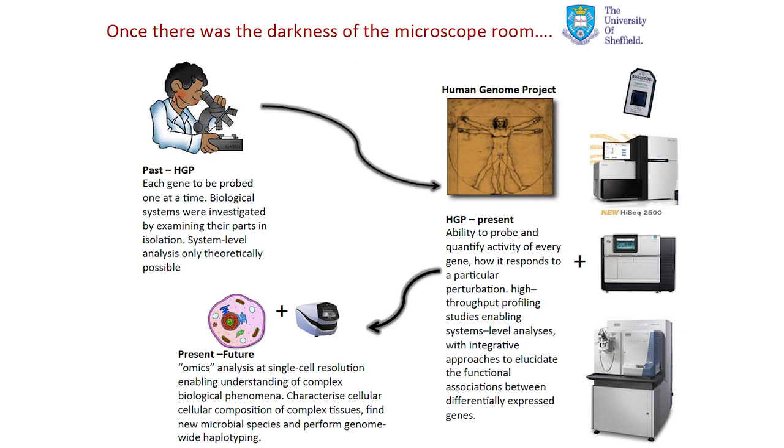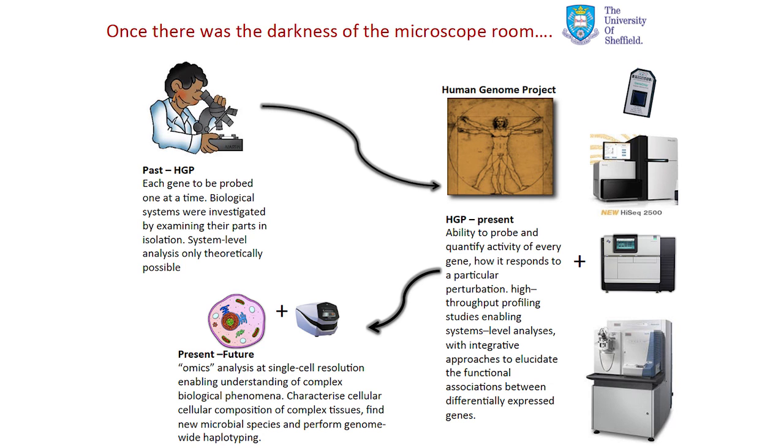Once there was the darkness of the microscope room, and I can assure you it was pretty dark. The scientists in this period could only do one thing: probe one gene at a time, look down a microscope, and biological systems could only be analyzed by looking at a single part at a time. Resources and time were not enough to do this even simultaneously. So what we call system-level analysis today was theoretically possible, but practically impossible.